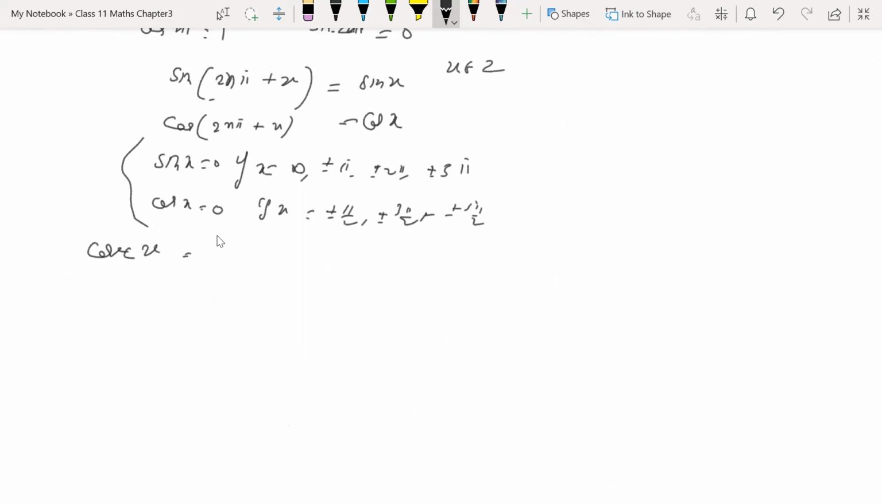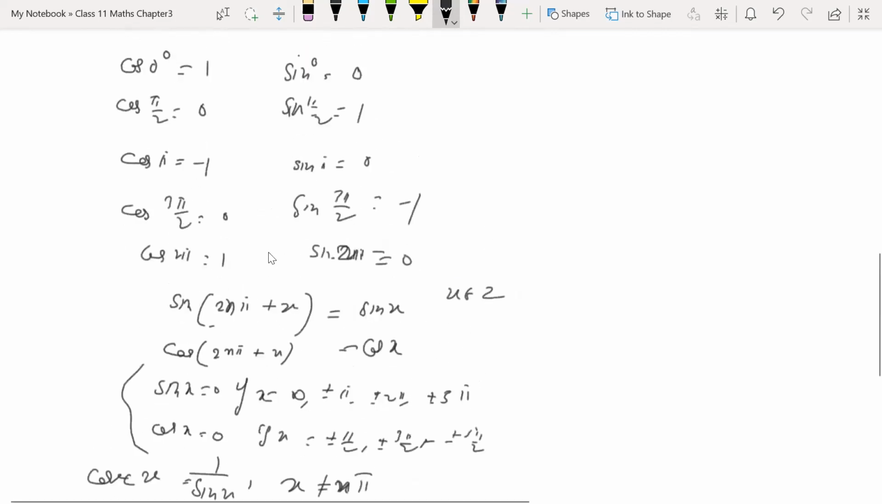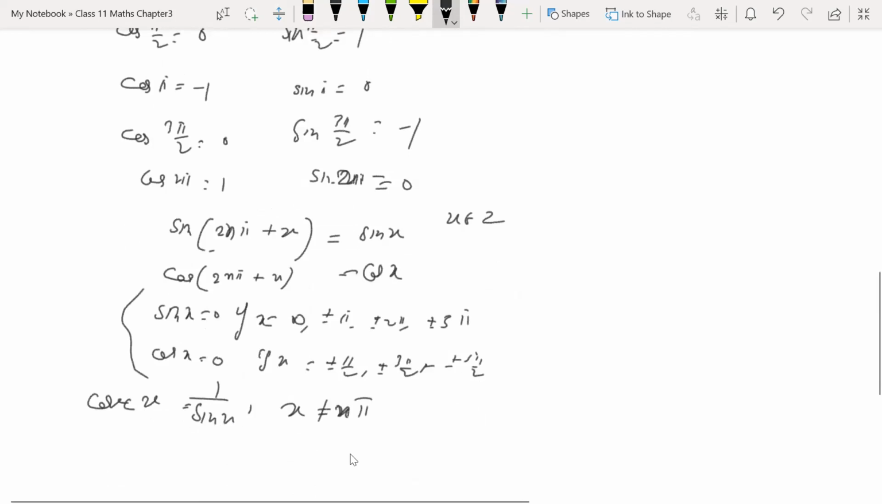Cosecant x is 1 upon sine x, where x doesn't belong to n pi, n is an integer. Cosecant x is 1 upon sine x, x doesn't belong to n pi, n is any integer. It means sine at 2 pi is equal to 0, so it would be 1 upon 0, and this cannot be defined. So x must not be n pi.